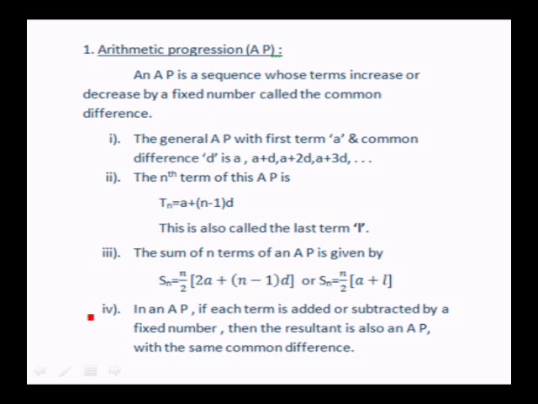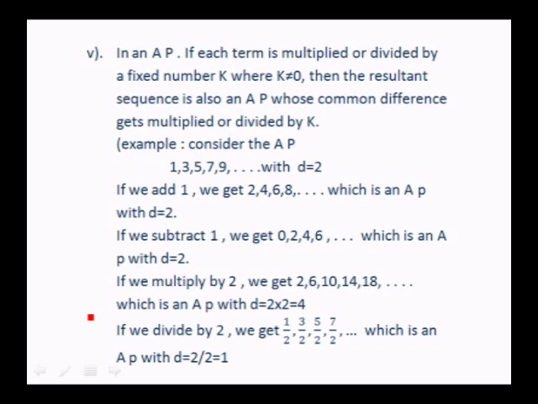In an AP, if each term is added or subtracted by a fixed number, then the resultant is also an AP with the same common difference. So this is the beauty of this progression, AP. If you add or subtract, you get another arithmetic progression where the common difference is not disturbed at all. In an AP, if each term is multiplied or divided by a fixed number k, where k is not equal to 0, then the resultant sequence is also an AP whose common difference gets multiplied or divided by k. We may consider this with an example.